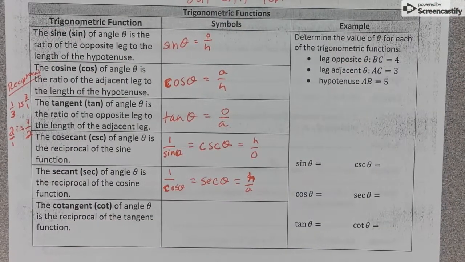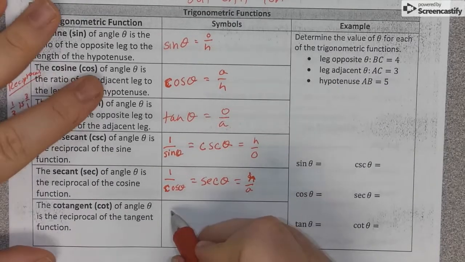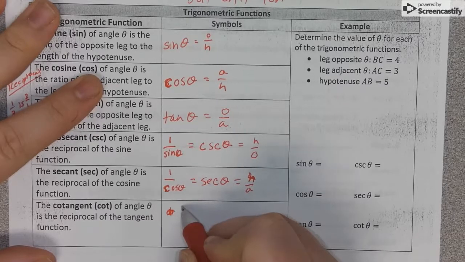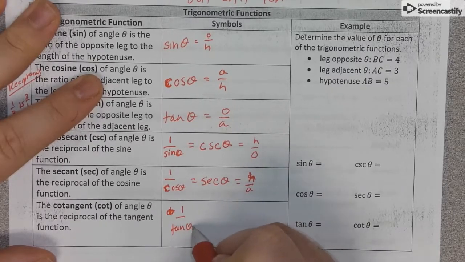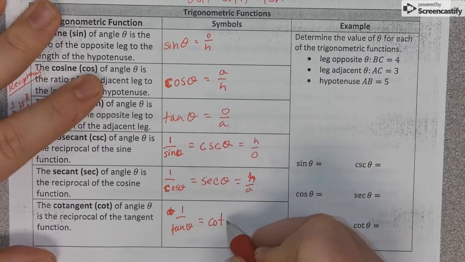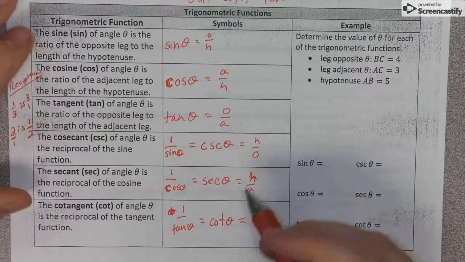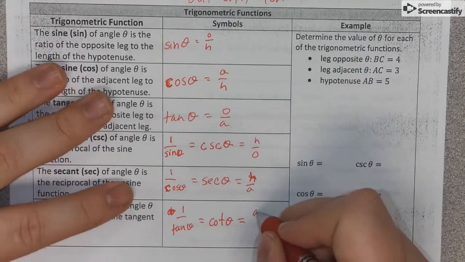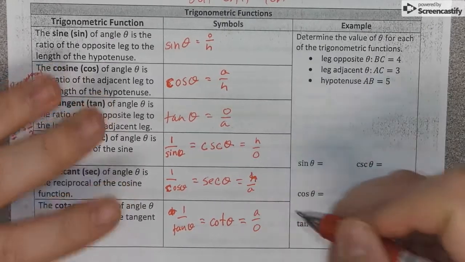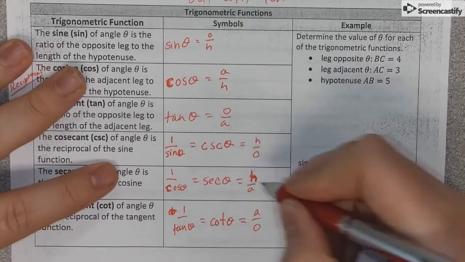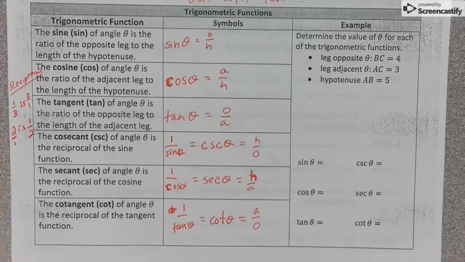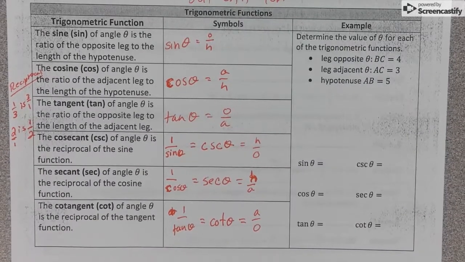The last one is the cotangent. That's a reciprocal of tangent. So 1 over tangent theta is our cotangent of theta, and that is going to be A over O, so adjacent over opposite. So these are the 6 trig functions, and for most problems that you're going to get, they're going to ask you to identify each of these values.